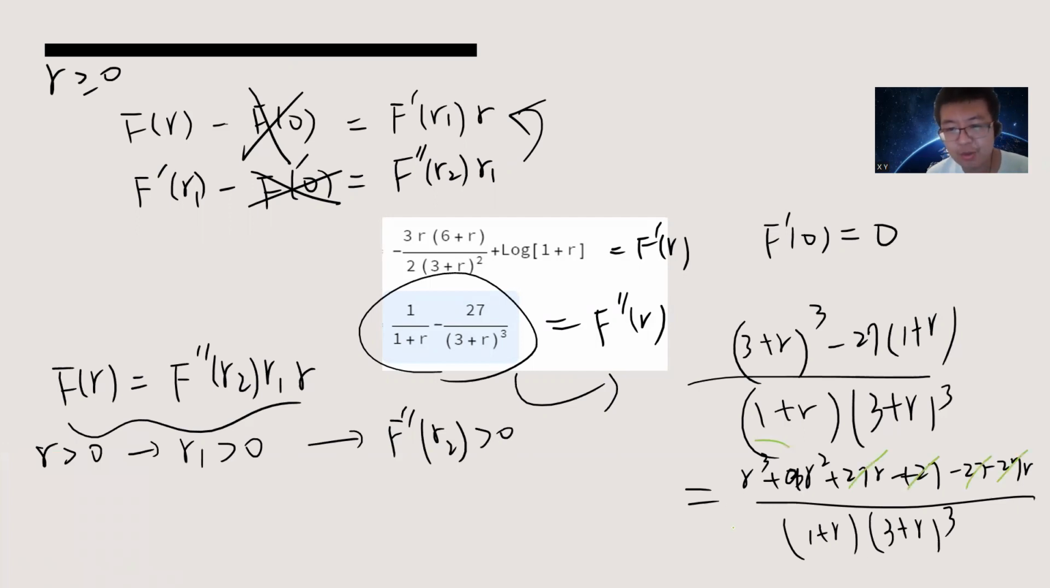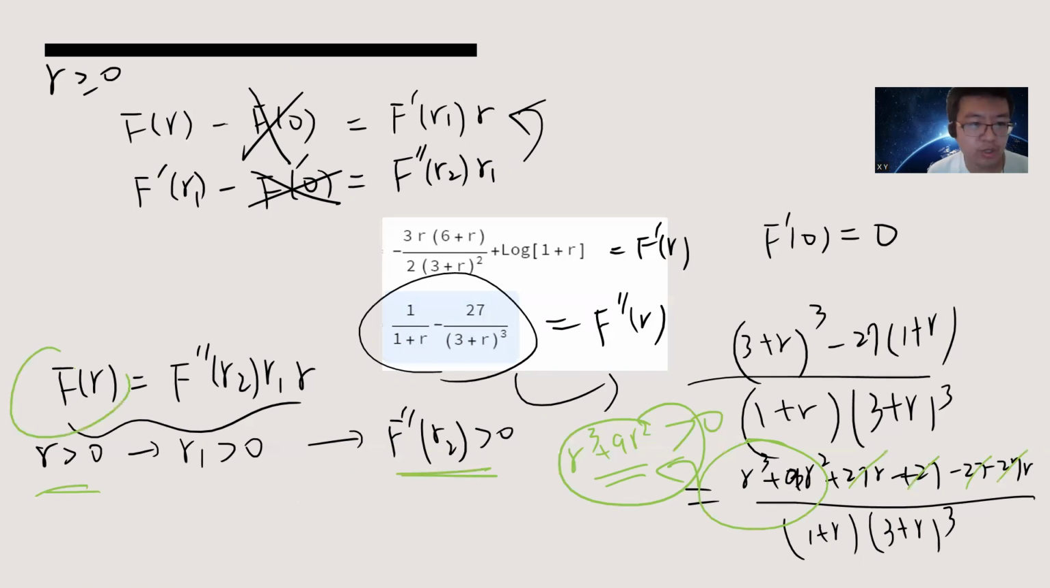Your numerator is r cubed plus 9r squared. So obviously when r is greater than 0, this guy will be greater than 0. So we proved that the second derivative is greater than 0, which proves that f of r is greater than 0. Then now you can consider r equal to 0. When r equals 0, then you get f of 0 equals 0. We know this. Now let's consider r greater than minus 1.